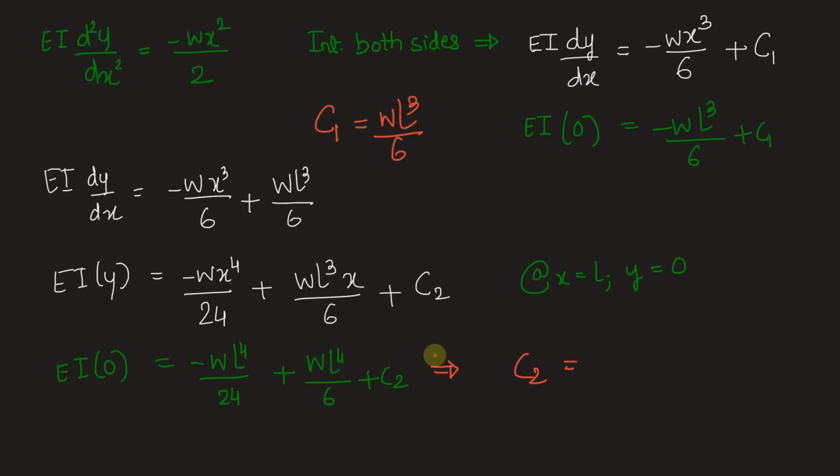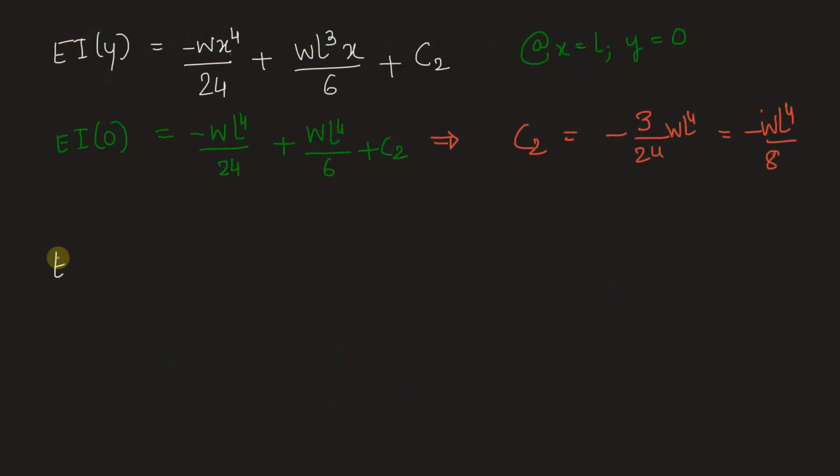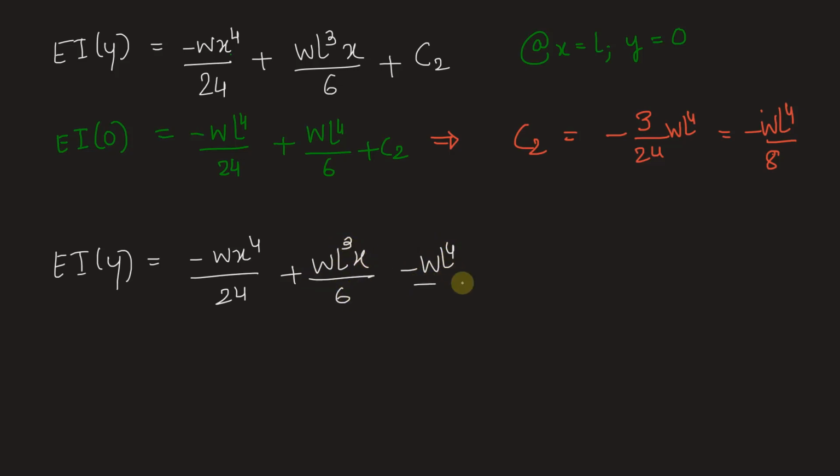So we have this as minus 3 by 24 WL raised to 4, which is nothing but minus WL raised to 4 by 8. Let's put this back and then find out deflection at x equal to 0. So putting this back, we have EI into y equal to minus Wx to the power 4 by 24 plus WL cube x by 6 minus WL raised to 4 by 8.